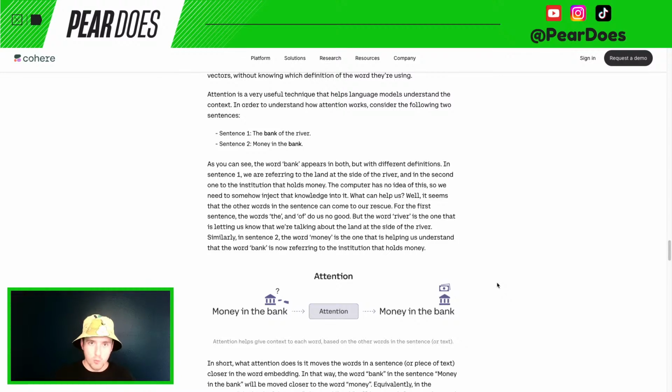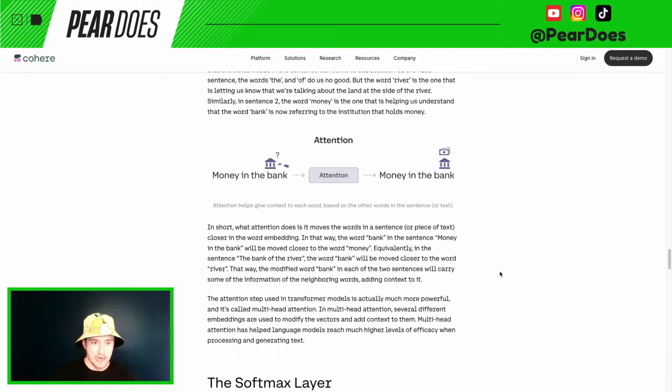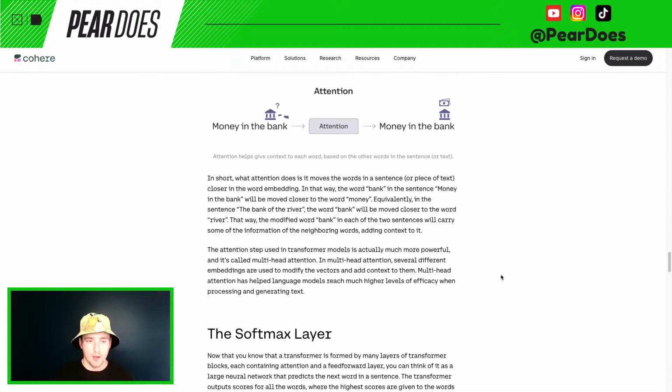It looks at the key words in each sentence. It ignores the meaningless filler words, the, in, a, all these different words. It looks at the guts, the main words of these sentences, and it looks at how similar these words are in relation to one another. In short, what attention does is it moves the words in a sentence closer in the word embedding, in this positional chart, in this graph of open space. It moves the words slowly closer based on the context.